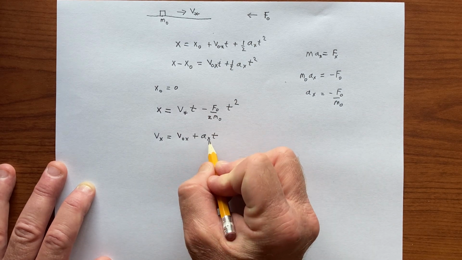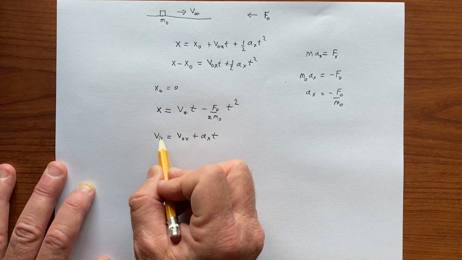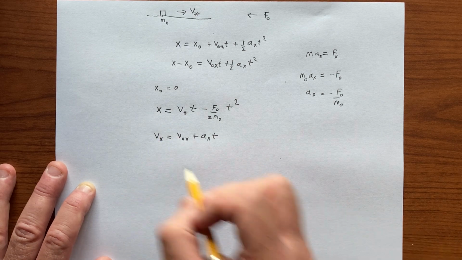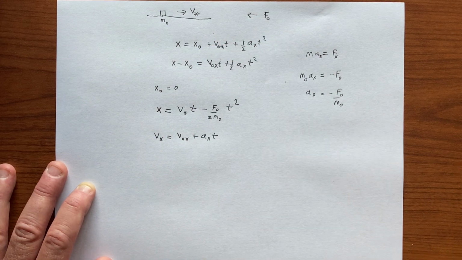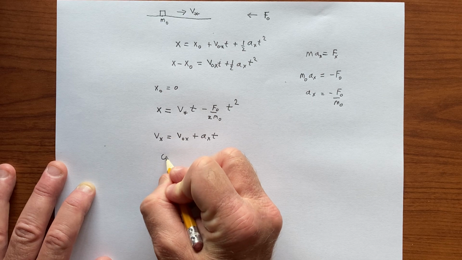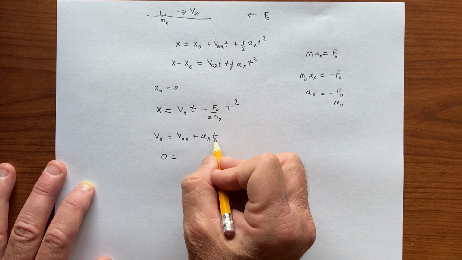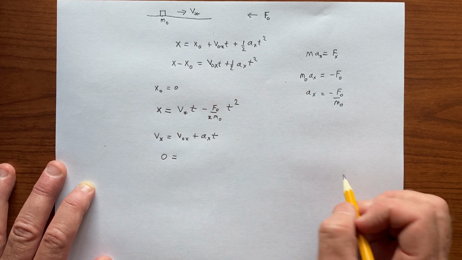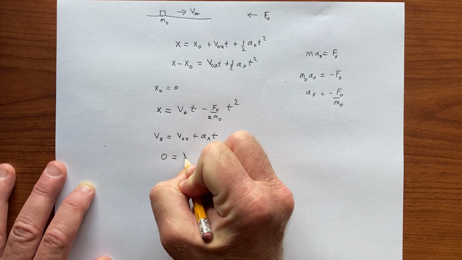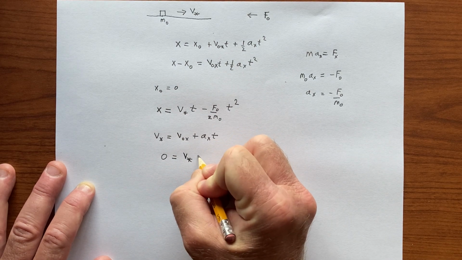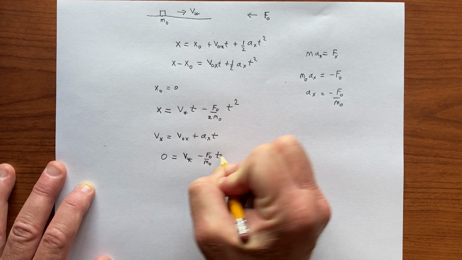We know what v naught x is, we know what a x is, but the question is, what's v x? We have to figure out that dynamically: the speed of the object at the time that we care about, the time when the object comes to a stop. So that reduces to v x being 0. We don't want any old time. We want the specific time associated with when the object comes to a stop, and that means the x speed is 0. So this is v star, and this becomes minus f naught over m naught t.